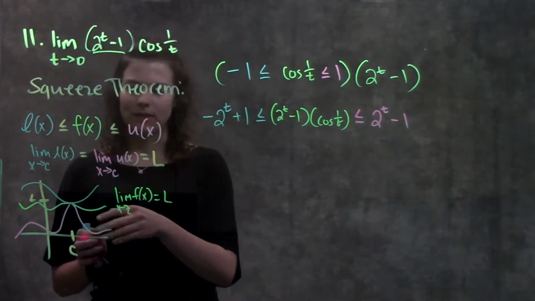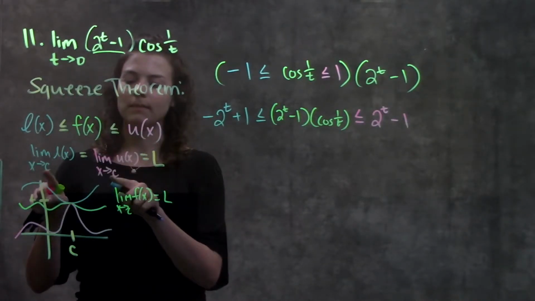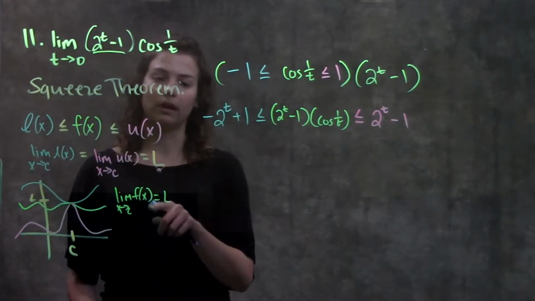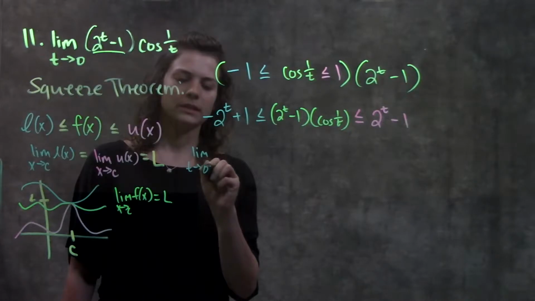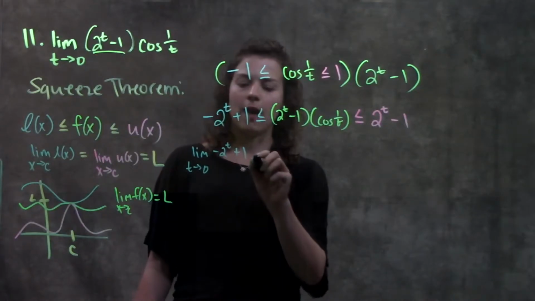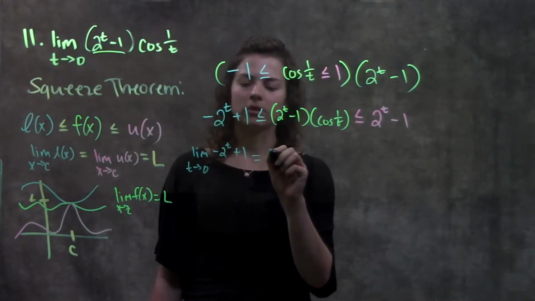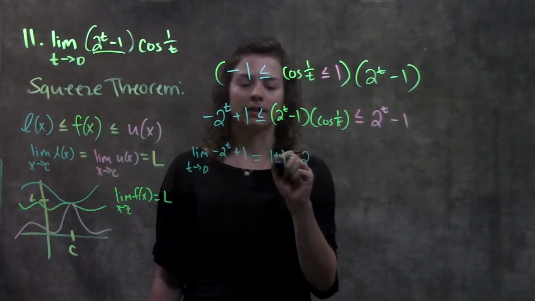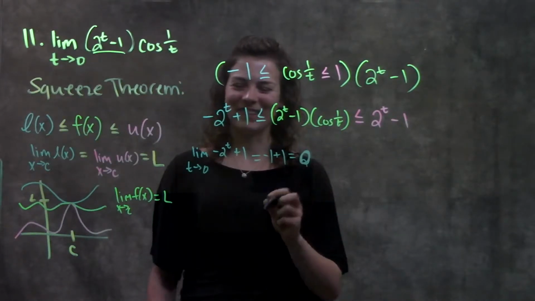So remember, going back to our definition here, our function of interest is bound between these two functions. If I can find the limit as x approaches c of those boundary functions, I'm able to find the middle limit. So let's start with this side here. I'm interested in the limit as t approaches 0 of this, so negative 2 to the t plus 1. If I were to just do direct substitution, plug in 0, I get negative 2 to the 0, which remember is just 1, plus 1. That gives me 2. Except I lied. This should be negative. So negative 1 plus 1 should actually give me 0.